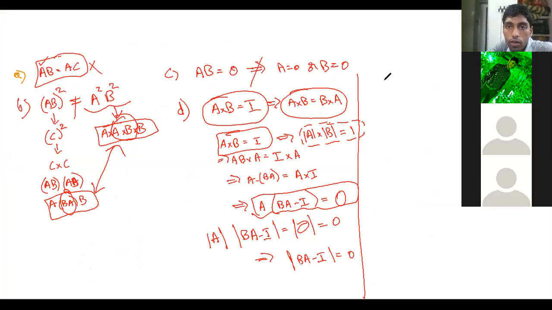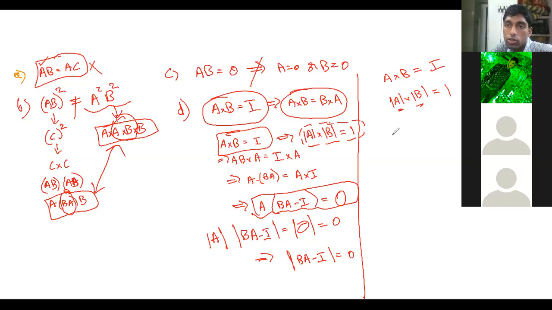Yeah, I got stuck there. See, A into B is equal to I, right? Now take a determinant on both sides. So mod A into mod B. So you multiply two numbers, you are getting one. So definitely none of them is zero. Clear? Hence A is non-singular. एक second. Therefore A is non-singular. मतलब determinant A is not zero.